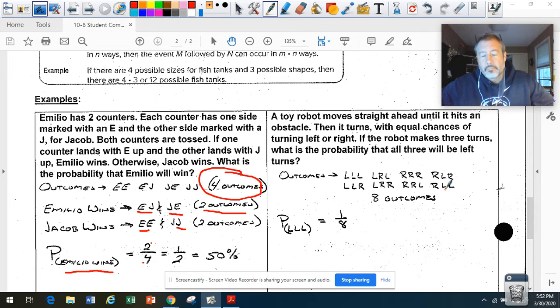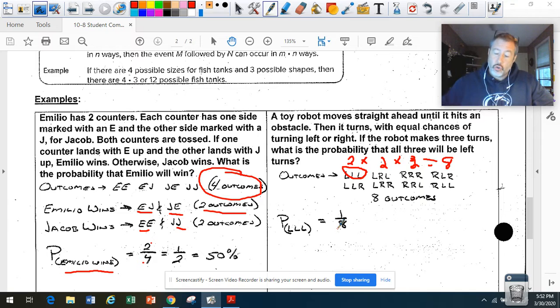Okay. So basically, the fundamental counting principle would mean that its first turn has 2 choices. Its second turn has 2 choices, either left or right. The third time it does this, it has 2 more choices, left or right. So there's my 2 there. So that's how I get 8 outcomes. Now we want to know the probability it will make 3 left turns. If we look here at all the different choices, there's only 1 where it makes all left turns. So that's why it's 1 over 8.